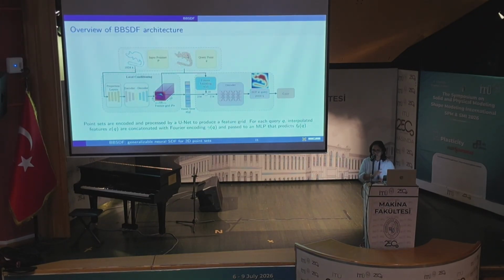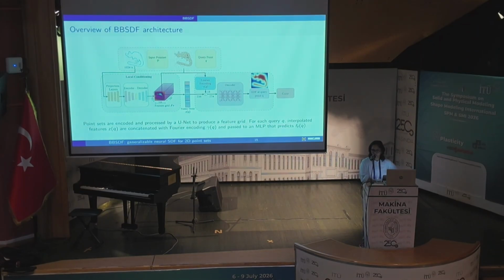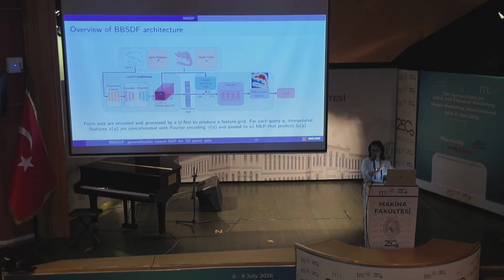Then we created a generalized neural network architecture. So what we do here is, given a shape, we encode it using this network, and this goes to a feature grid. And then when you want to predict the sign distance for, let us say, a query point Q, you sample the feature grid at that location. So this will give a local context of what that shape is. So now you have conditioned that point on the shape itself.